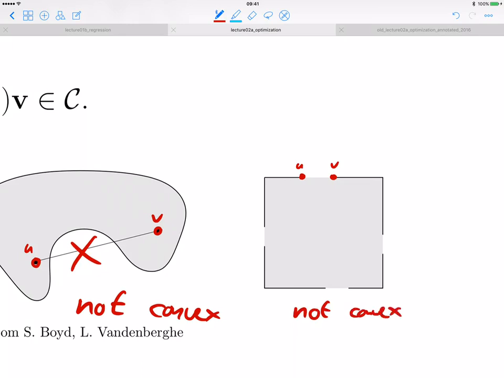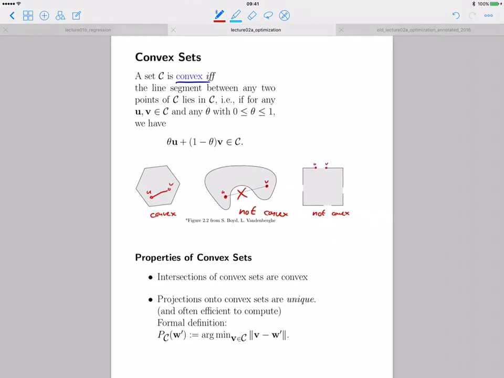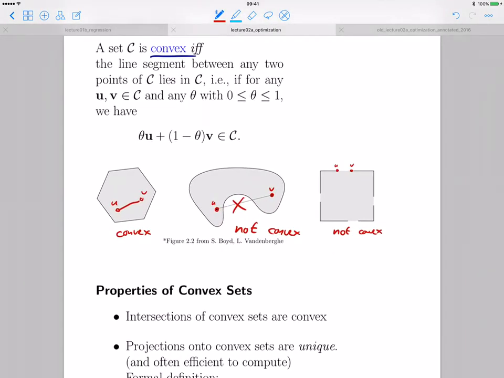But this set, the boundary is there, and sometimes it's not there. It's just a set, but it's not a convex set because this is the counterexample.